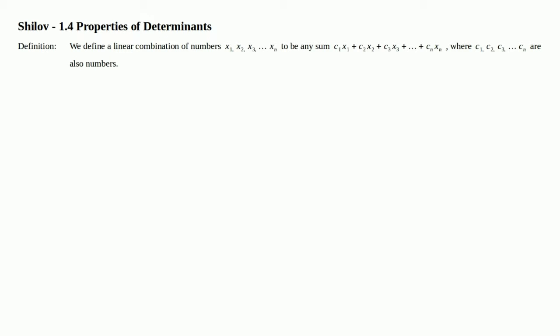So, let's start it off with a definition. We define a linear combination of numbers x sub 1, x sub 2, x sub 3, all the way to x sub n, to be any sum c sub 1 x sub 1 plus c sub 2 x sub 2 plus and so on, c sub n x sub n, where c sub 1, c sub 2, all the way to c sub n are also numbers. This is a simplistic definition, but it's an important concept, and we'll talk about it more in the future. It's going to be something that, in this subject, you're going to be dealing with constantly.